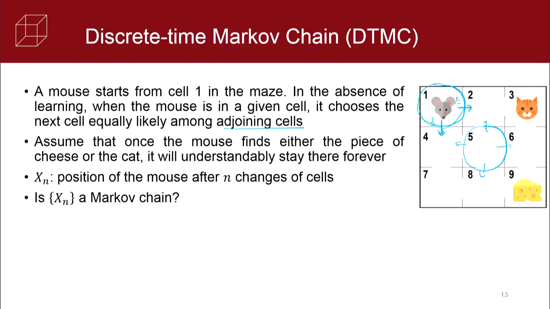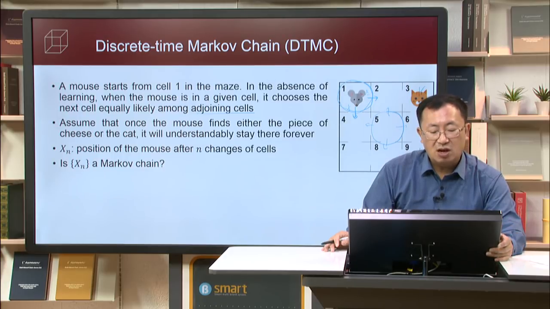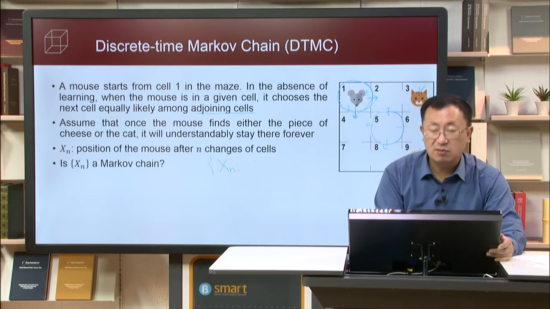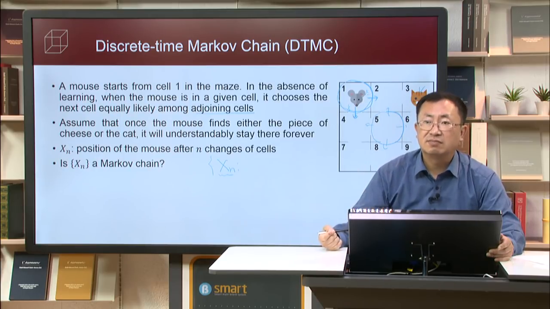All right, so assume that once the mouse finds either the piece of cheese or the cat, it will understandably stay there forever, right? There are no more changes from that cell. So let's say Xn, right? Xn represents the position of the mouse after n changes of the cell. So we try to model the sequence of random variables, and each random variable represents the position of the mouse after n transitions. Okay?